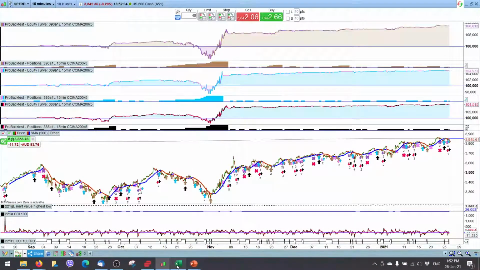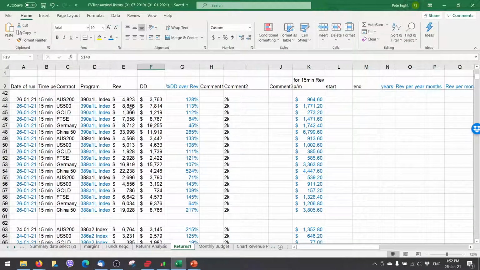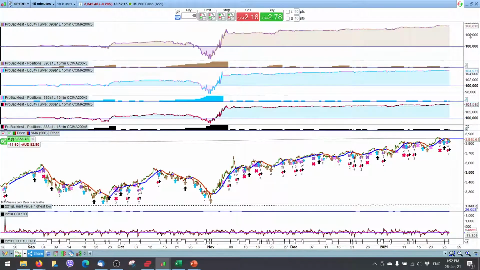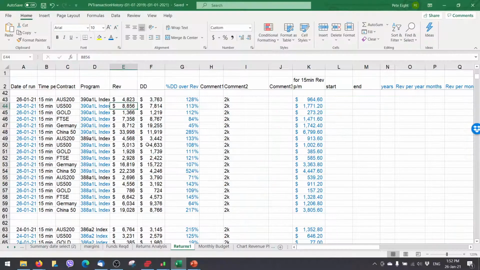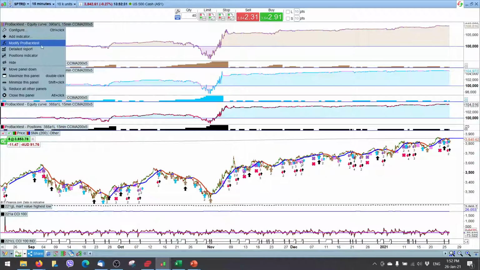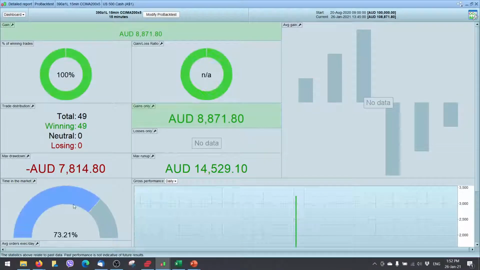Well, I've prepared a chart here earlier. I've collected the revenue. Remember the revenue, and we're looking at the US 500 here. If you look at the revenue here, 88.15. Again, this is live, so the final data here will change slightly. 88.56 is our revenue when it was recorded. Our drawdown was 78.14. So our drawdown for this program is 78.14.